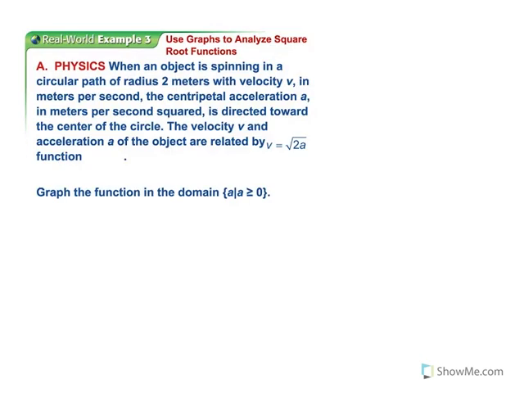Alright, example number 3. When an object is spinning in a circular path of a radius of 2 meters with a velocity v in meters per second, the centripetal acceleration a in meters per second squared is directed towards the center of the circle. The velocity v and acceleration a of the object are related by v equals the square root of 2a. We're going to graph the function in the domain such that a is in the set of a is greater than or equal to 0.